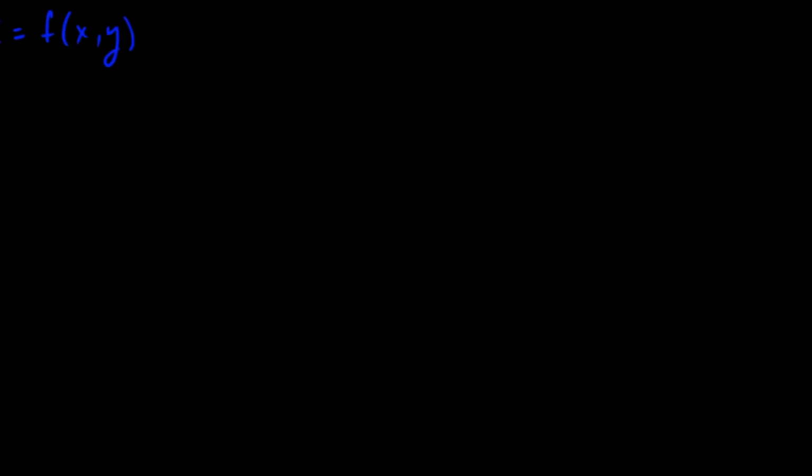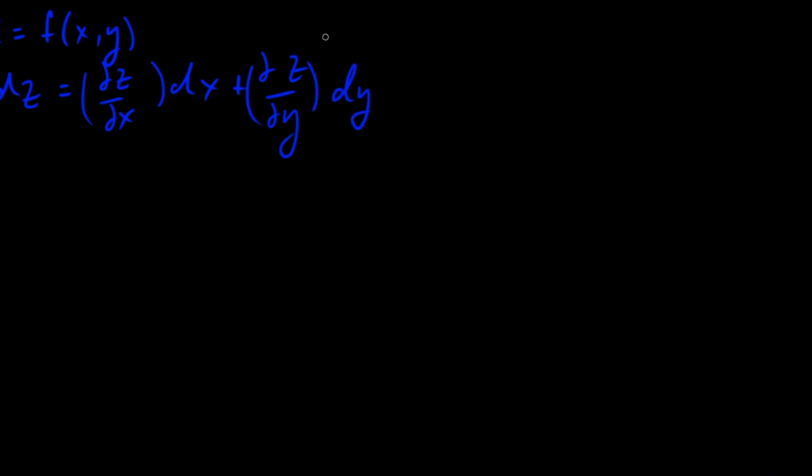Hello, in this video I'll be explaining the derivation of the triple product rule. To start, say we have a function z equals f of x comma y. Now what we're going to do is take the total differential of this function. That would give us dz equals partial z over partial x times dx plus partial z over partial y times dy. Suppose we move along a curve dz equals 0.